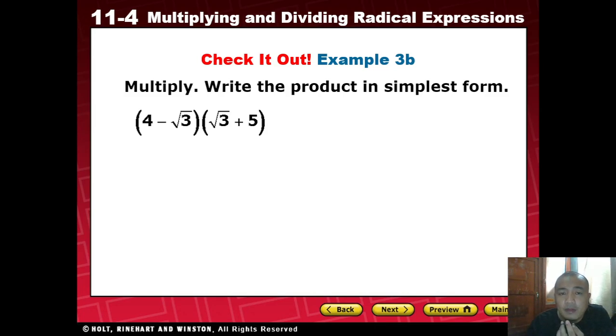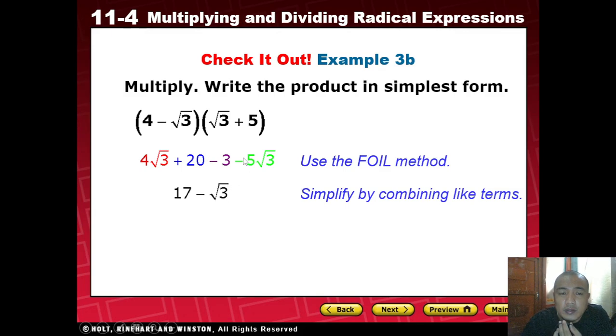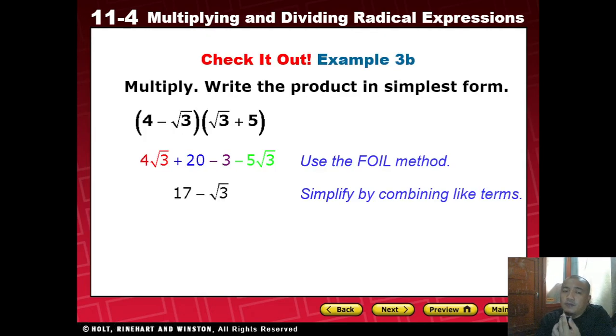Using the FOIL method, we can solve this. Sorry, it's the FOIL method, I thought it was something else. So by FOIL method, we have 4 square root of 3 plus 20 minus 3, because the square root of 9 from the inside terms is 3. And then last terms, negative 3 minus 5 square root of 3. So 20 minus 3 is 17, and 4 minus 5 is negative 1, so minus square root of 3. Right? 17 minus square root of 3 is the product of the binomials.